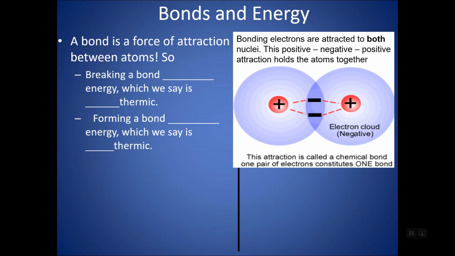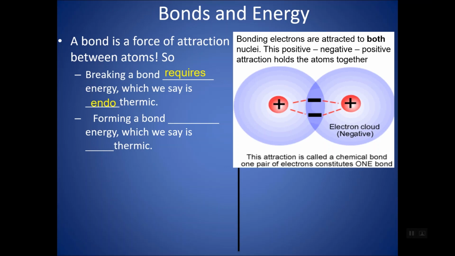So if we remember, when two atoms are bonded together, there is this force of attraction. The bond is a force of attraction between the atoms. In a covalent bond, you have a pair of shared electrons, and the nuclei on each side are attracted to that electron. And breaking a bond, because this is a force of attraction, would require energy and therefore would be endothermic.